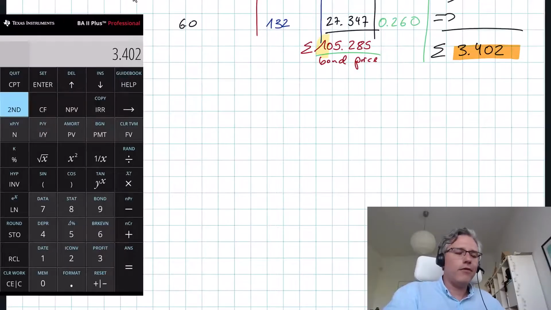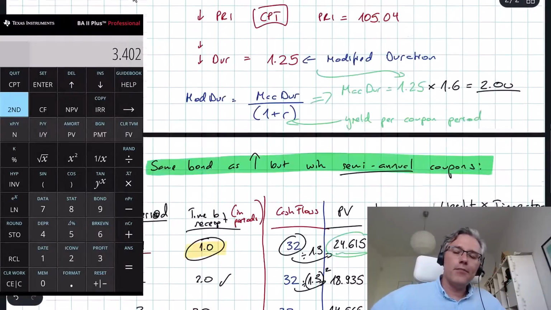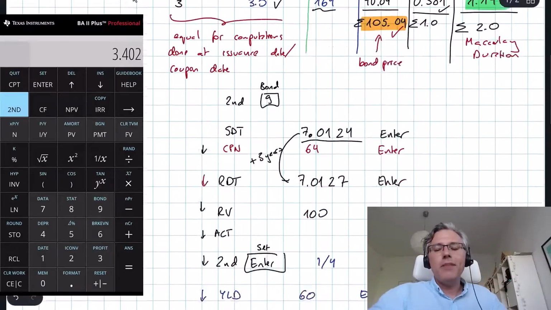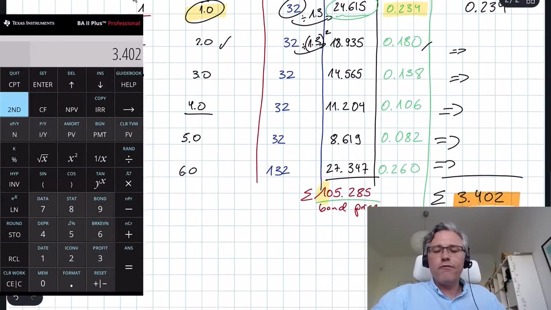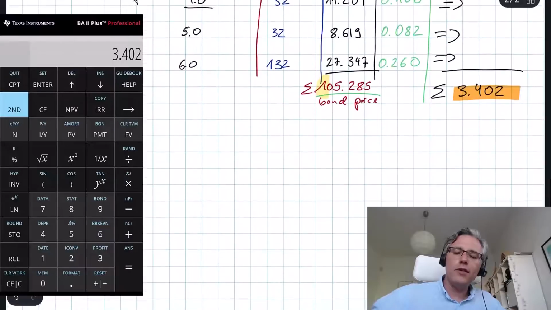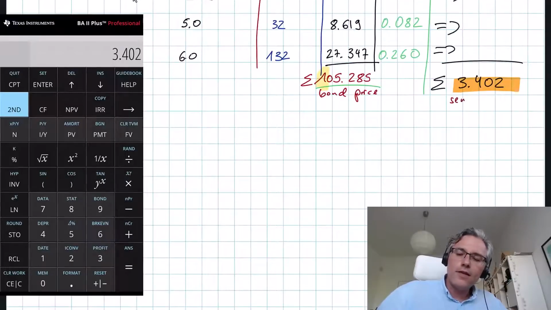It's the weighted average of those times to receipt. But we got a result which is more than 3, because this is not expressed in years. This is expressed in semi-annual periods, 3.4 semi-annual periods, and you've got to be very careful about drawing conclusions here.